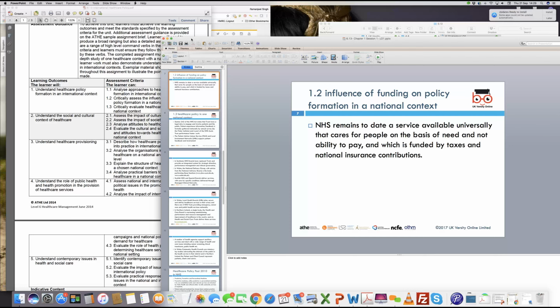That is correct. So the NHS is essentially a service which is funded by the government, but the funding for this service actually comes from the core budget of the government. But where does that come from? It comes from taxes, national insurance contributions.